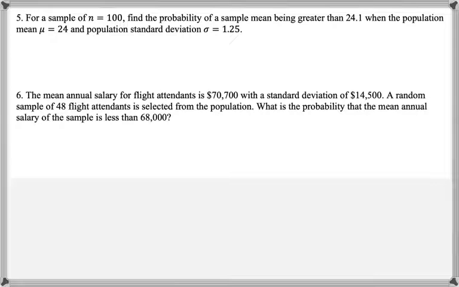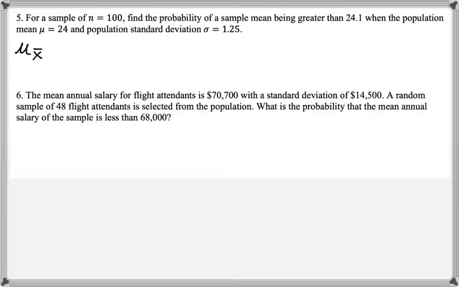For a sample of n equal to 100, find the probability of a sample mean being greater than 24.1 when the population mean is 24 and the population standard deviation is 1.25. So we want to use the normal CDF, but before we can do that, we need to find mu x bar and sigma x bar.